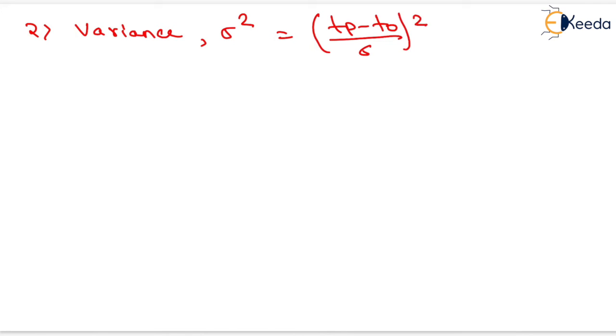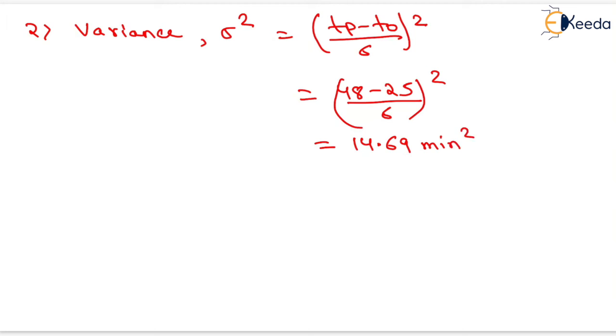Now we have to calculate the variance, that is sigma square, and we know the formula of sigma square. It will be equal to ((Tp minus T0) divided by 6) whole square. On putting the value of Tp as 48 and T0 as 25, divided by 6 whole square, on solving this, we will have the variance equal to 14.69 minute square.